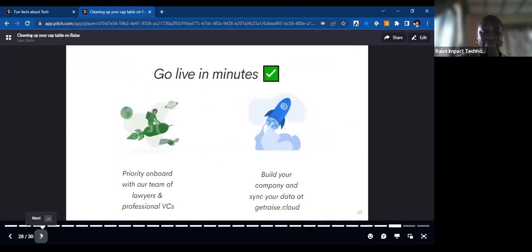Next slide. So lastly, in order for you to take a step further and to ensure you have a clean cap table, you're closing your round faster, you're planning ahead of time for your future fundraising, and you're having an accurate valuation report, you can go live on the Raise platform in minutes. We have a team on standby to provide you with all the support you need. You also have access to tools that will help you build your company data and sync your data on the Raise platform.